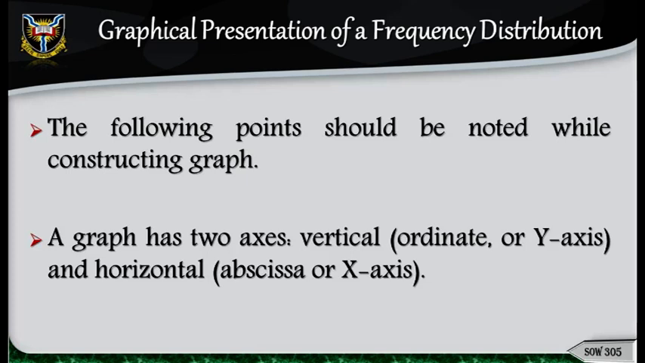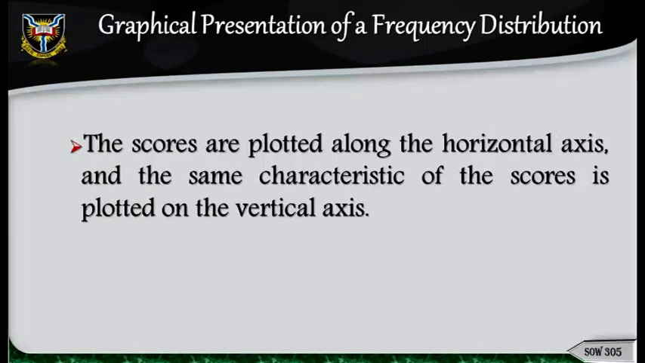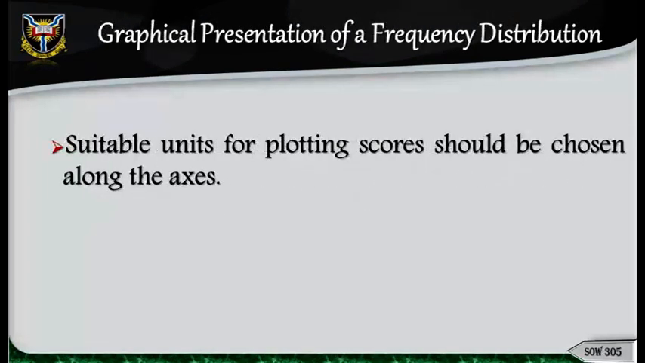Graphical presentation of a frequency distribution. The following points should be noted while constructing graphs. 1. A graph has 2 axes: vertical, that is the ordinate or y-axis, and horizontal, the abscissa or x-axis. 2. The scores are plotted along the horizontal axis, and the same characteristic of the scores is plotted on the vertical axis. 3. Suitable units for plotting scores should be chosen along the axis.